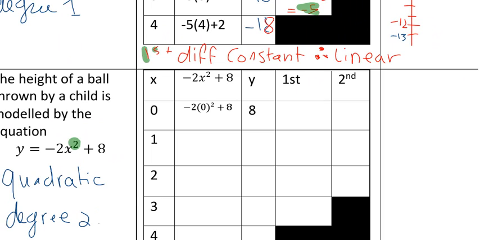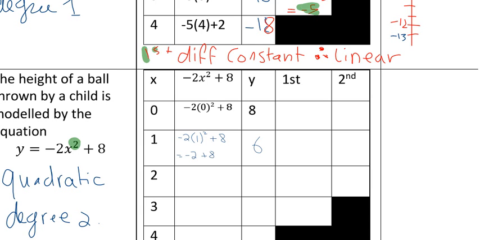Now, I'm going to replace x with what for the second one? 1. So I have negative 2 times 1 squared plus 8. What do I have to do first when I'm calculating this? 1 squared. 1 squared is? 1. Times negative 2? Negative 2. Add 8. So that's going to be negative 2 plus 8, which is 6. Okay?